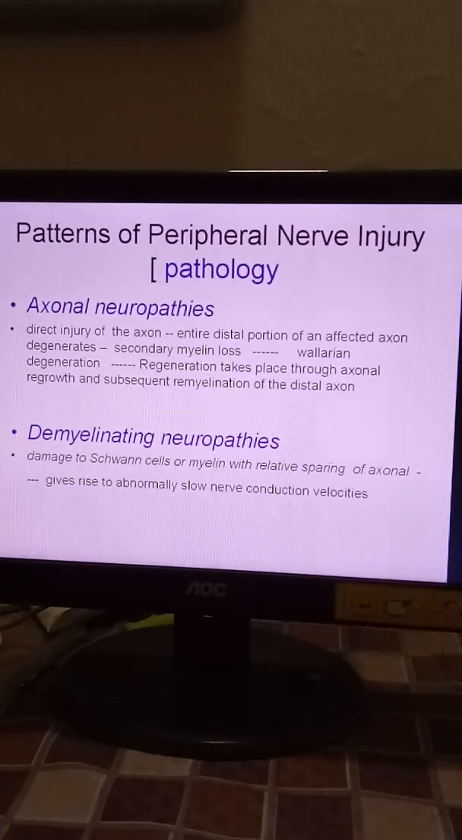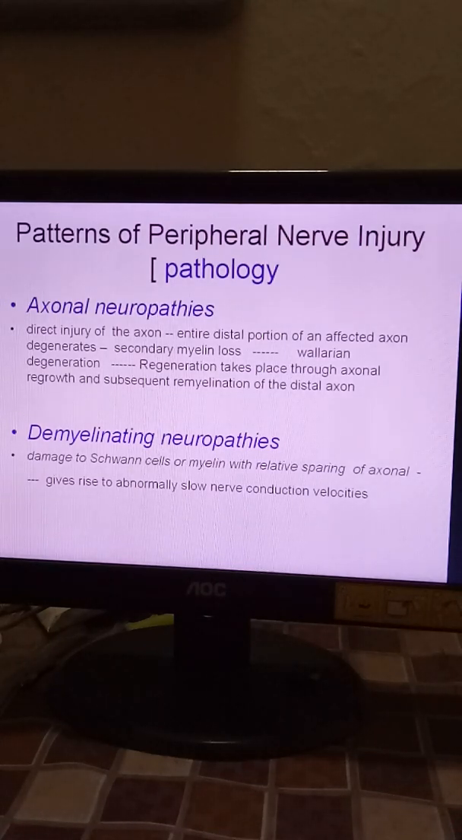Peripheral nerve injury or the neuropathies can be described by several classification systems. According to pathology, we have two major types of neuropathies: axonal neuropathies and demyelinating neuropathies. In axonal neuropathy, there is a direct injury to the axon and the entire distal portion of an affected neuron degenerates. The degeneration to the proximal portion is just limited to the next node of Ranvier.